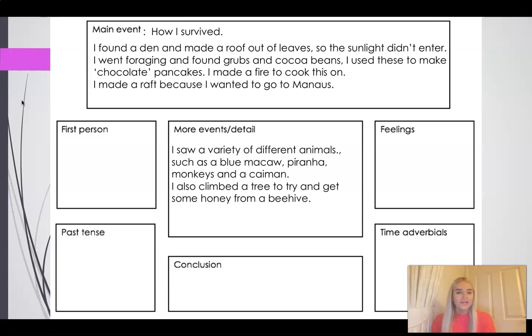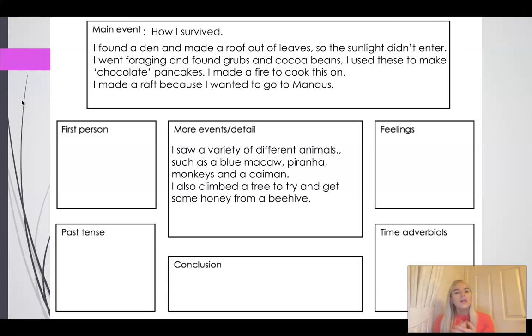Now the more events are maybe one or two more events that are small events, but that you're going to write after your main event. So I've just said here, I saw a variety of different animals, such as a blue macaw, piranha, monkeys and a caiman. I also climbed a tree to try and get some honey from a beehive. So there I've got a couple of different small events that I know I can blow up into maybe four sentences for each of them, and then that's going to be my more events, okay?